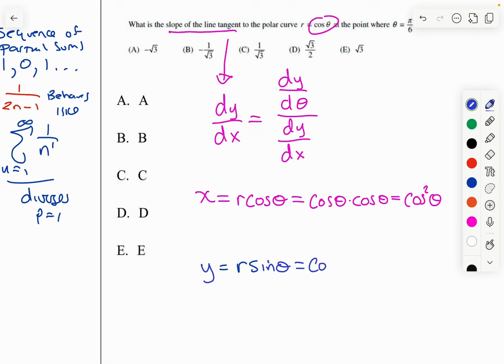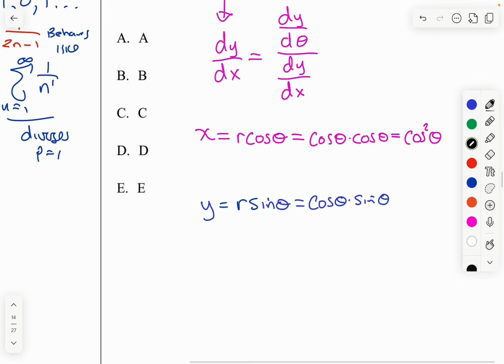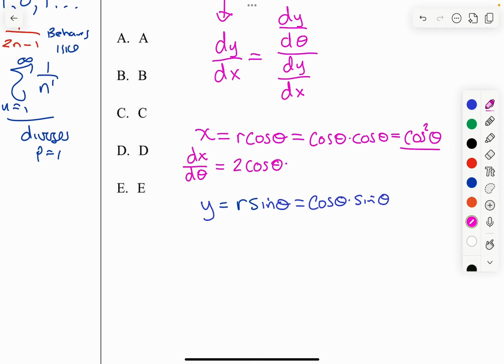Okay, so that'll be cosine theta times sine theta, which you can leave like that, I guess. There's a nice trig identity you could use here, but I won't use it in case you don't know it or you don't remember it. Okay, so now we need dy d theta and dx d theta. So dx d theta, by the chain rule, would be 2 cosine of theta times the derivative of the inside, which is negative sine of theta.